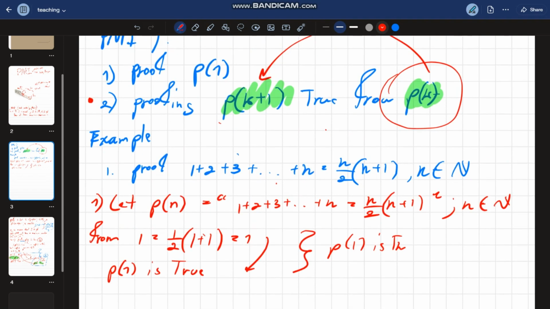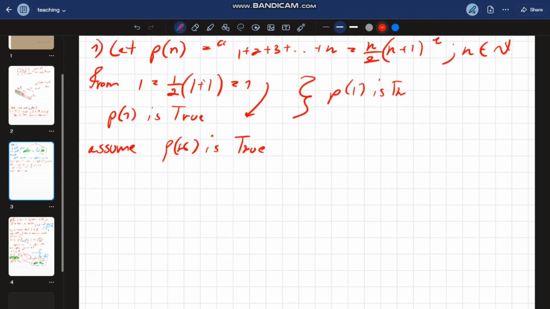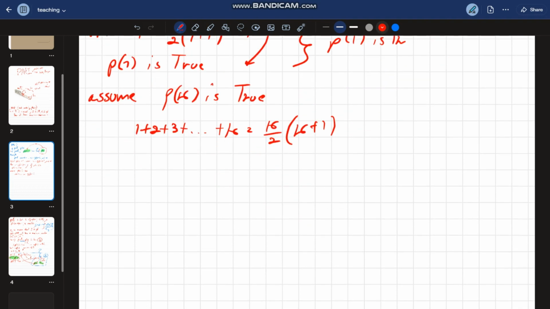Now we have the second part, proving Pk plus 1 from Pk. We assume Pk is true. When Pk is true, that means 1 plus 2 plus 3 plus up to k is equal to k divided by 2 times k plus 1. We have this equation, and we can do things with it.